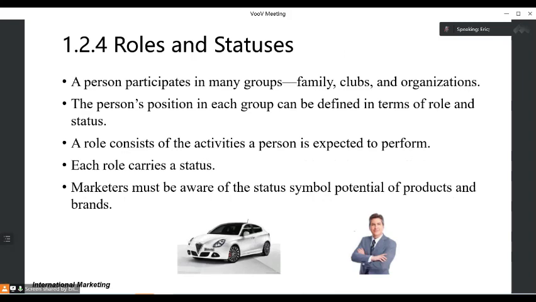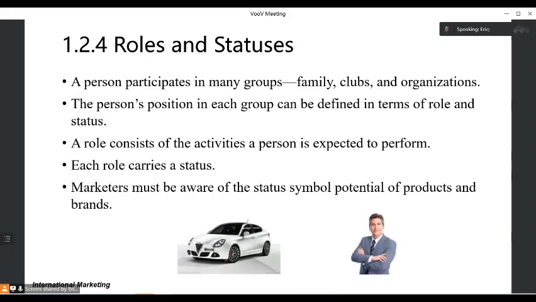The fourth one is about roles and status. You should understand roles and status. Every person has a role in different groups. In the family, maybe you are a wife, but in the company, maybe you are a manager. Maybe in the basketball team, you are a player. So everybody has roles in society.